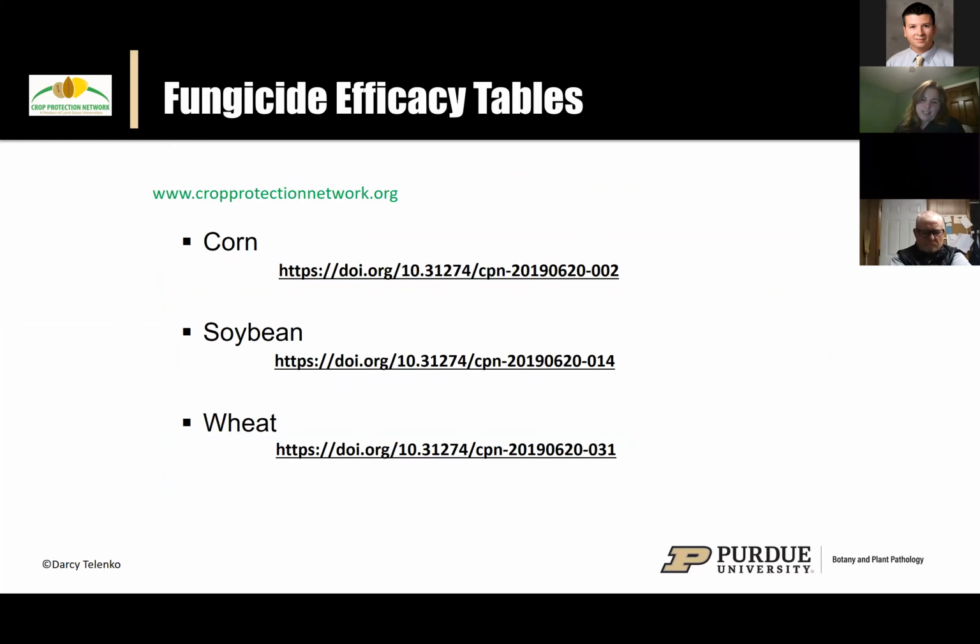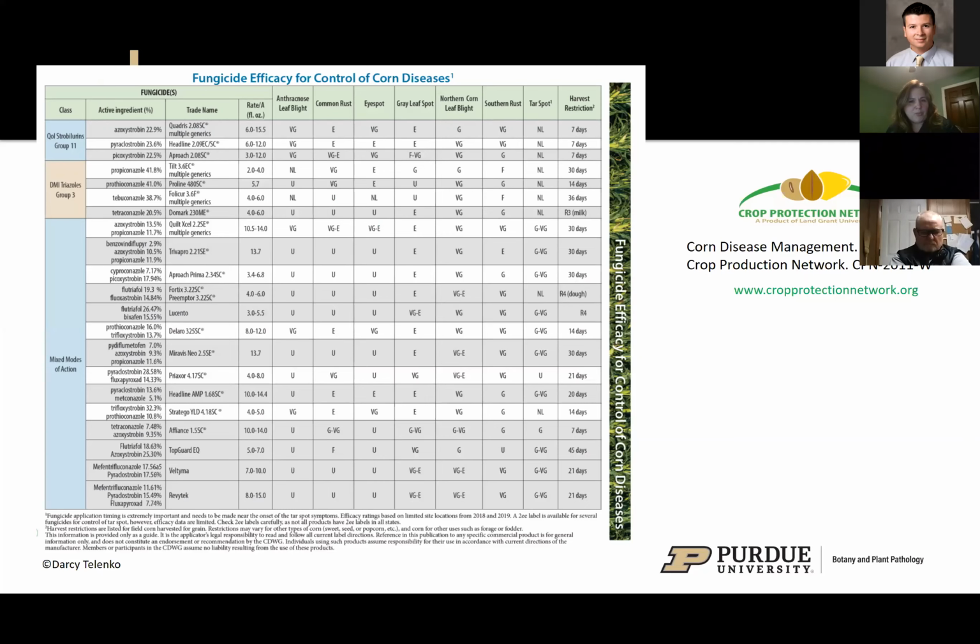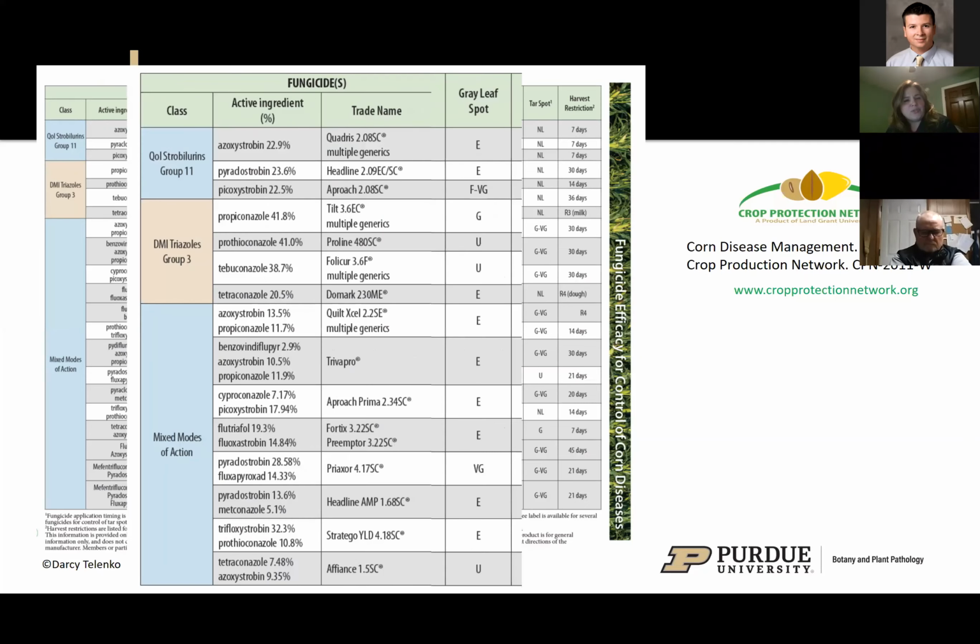And this is just an example of one of those tables. This is the one I took from last year for the corn diseases. So the common diseases that we do use fungicides to control, like common rust, eye spot, gray leaf spot, northern corn leaf blight. We did add a tar spot column. Generally, those fungicides that had a label had a good to very good rating. So the idea is you can use this table, look up some of your fungicide groups, and try to cross-reference them to see how effective they are on the various diseases.